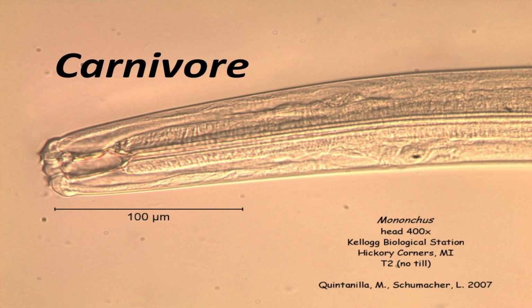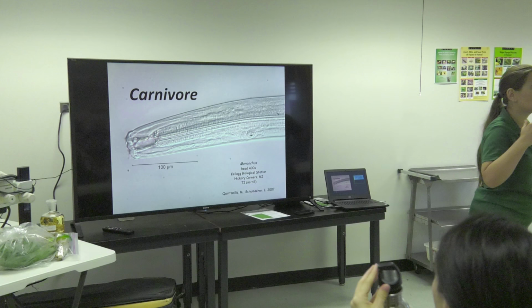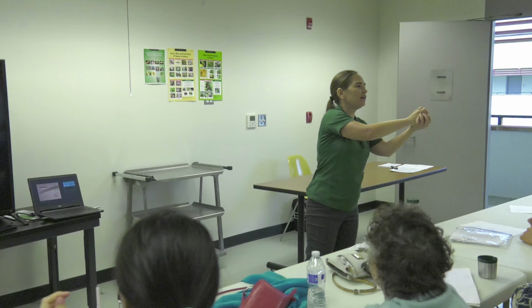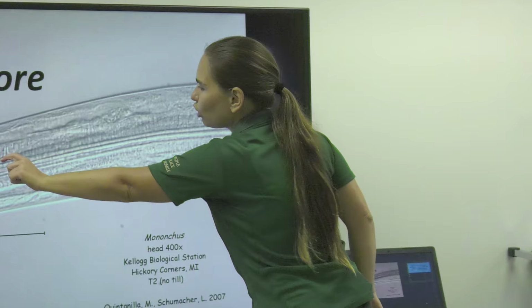Carnivores are the predators. This is the lion of the nematodes. You can notice they have a big tooth. And that big tooth is used to pierce, you know, when it grabs other nematodes, it kind of punctures them and then it sucks the juices. All this part in the middle, that's all muscle that it uses to ingest the other nematode. Okay?